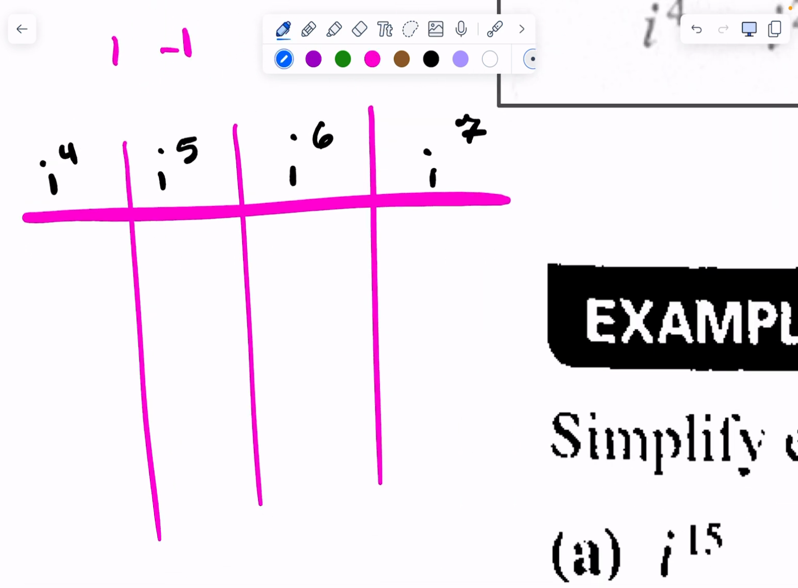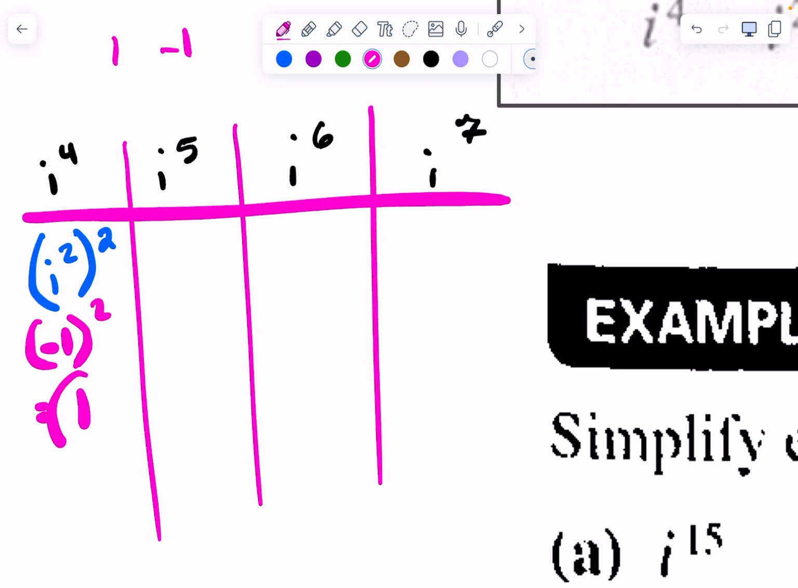I do not know what I to the 4th power is. The only thing I know is I squared. I know I squared is negative 1. But if I take I squared times itself 2 times, that gives me I to the 4th power. So it's negative 1. Actually, it's 1. I squared is negative 1, and negative 1 squared is a positive 1. So I to the 4th power becomes positive 1. Done. Does that make sense?